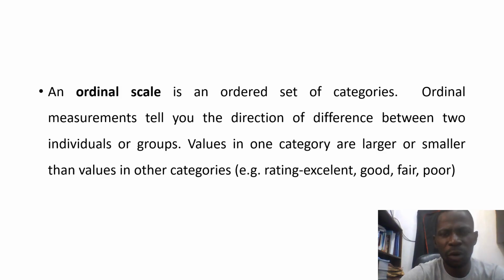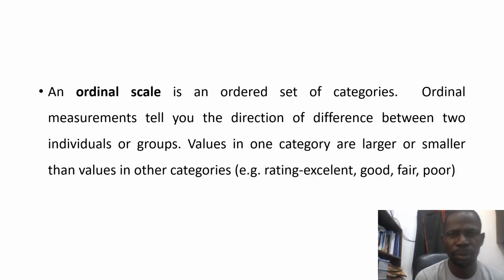In the ordinal level of measurement, or scale of measurement, we use it for identification. In addition to identification, which is a basic feature of the nominal level, it also rates or ranks. It has a unique feature of ranking. So it's an ordered step of categories. Ordinal measurement tells you the direction of differences between two groups or individuals. The value in one category is larger or smaller than the value in the other category.